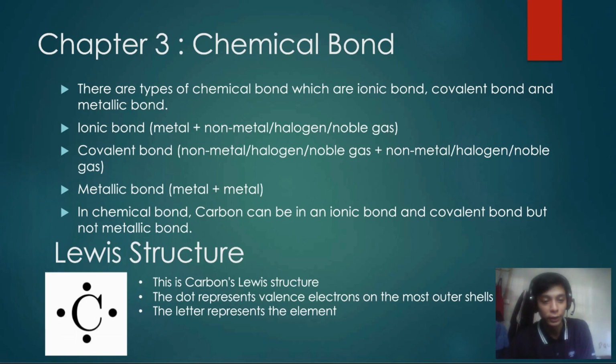And the next step is Lewis structure. This is carbon Lewis structure. There are 4 dots here that represent valence electrons on the outer shell. Only the outer shell, basically the last subshell that we have seen in an atomic model. And the letter represents the element.